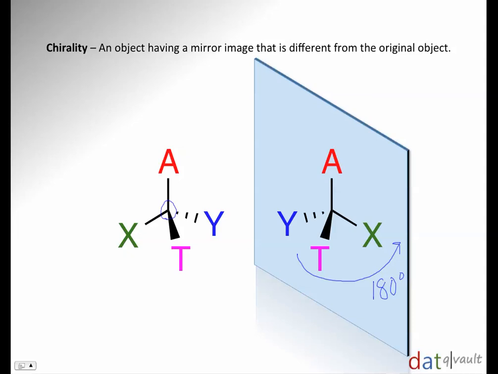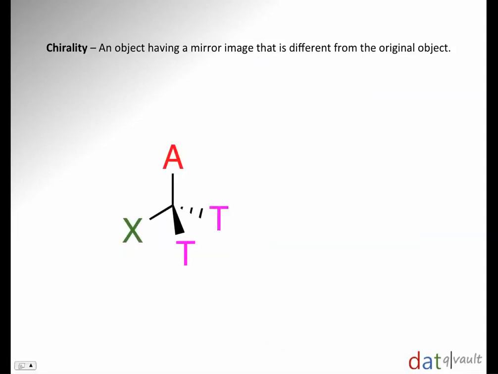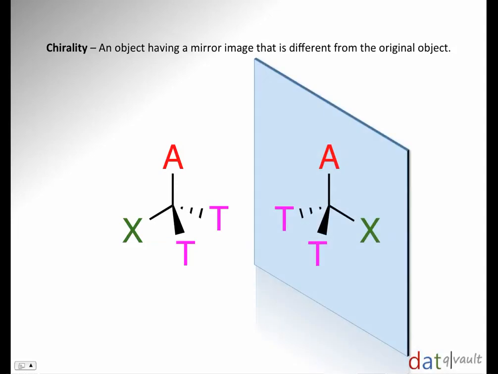So let's take a look at an object that does not have chirality. In this instance, we just took the Y and replaced it with the T. So now we have two of the same substituents on this molecule right here, A, X, and just T. So now if we take the mirror image of this object, and again we just rotate it 180 degrees where the A and the X line up, you'll notice that this object is superimposable, and this object has no chirality. So this object is now going to be known as achiral.